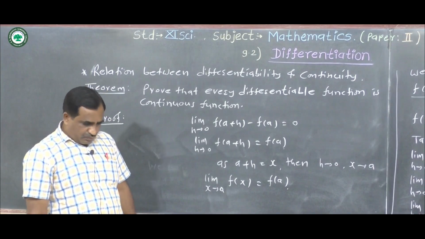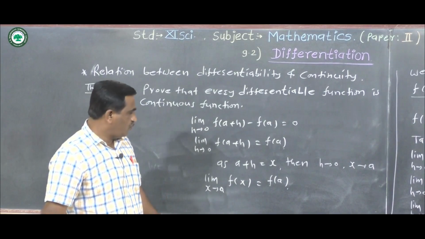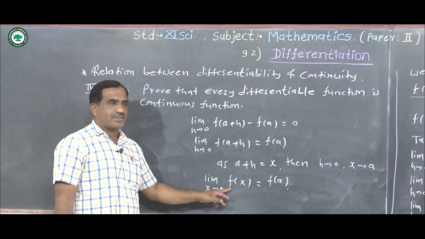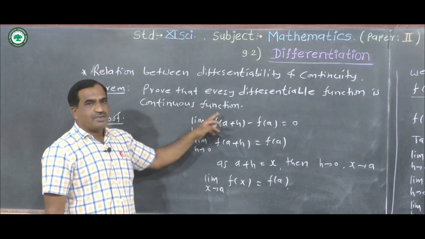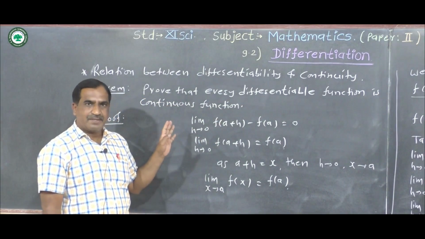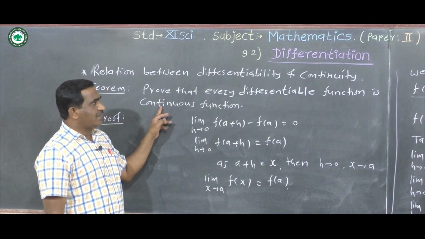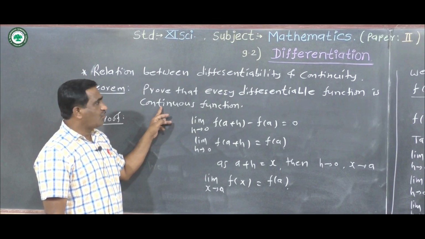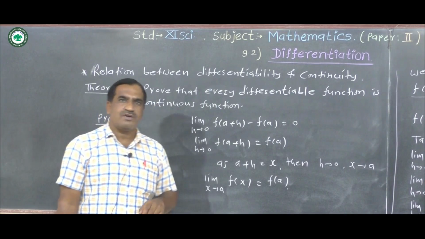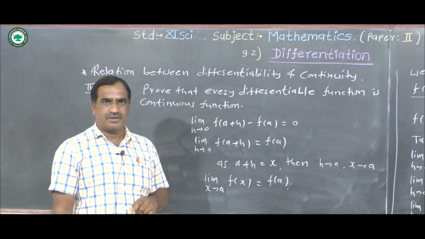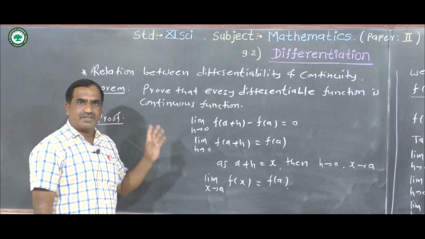That is, we have considered first that the function is differentiable, then we have proved the function is continuous. That is, every differentiable function is a continuous function. Okay, this is the proof of this theorem. Now the converse part of this theorem is not true. That is, every continuous function need not be differentiable.